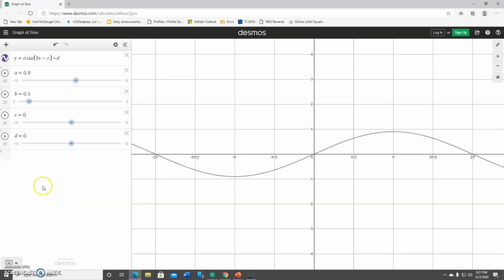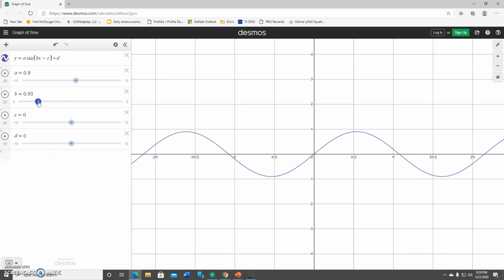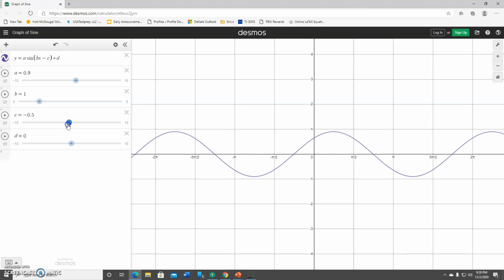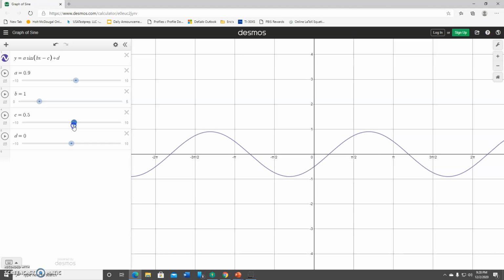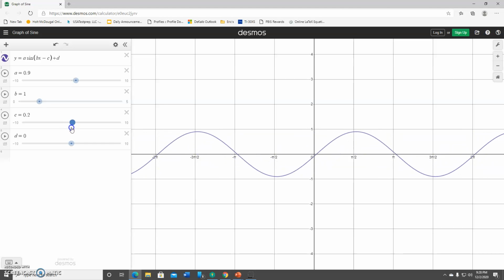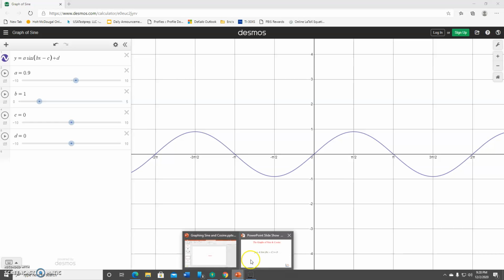For the purposes of this video, I'm not going to put a lot of emphasis on C, but I'll just illustrate what happens with C. C just makes it move left and right. But what it does not do is change our midline, our amplitude, things of that nature. In another video, we'll discover how to deal with the C. So we'll go back to the PowerPoint.